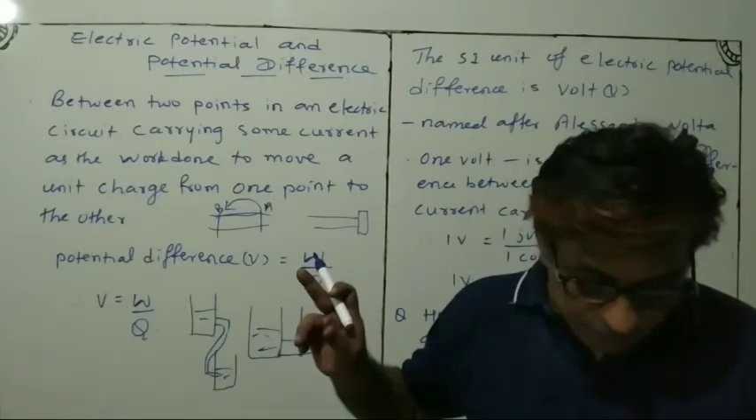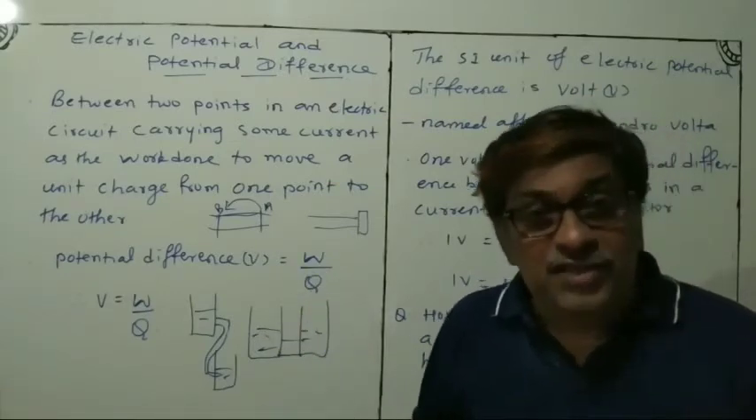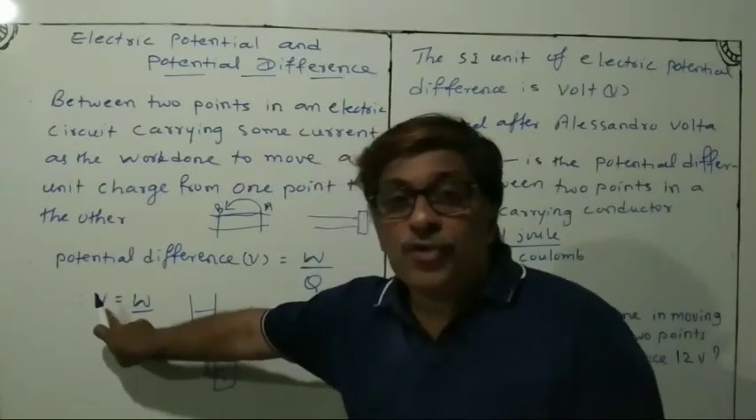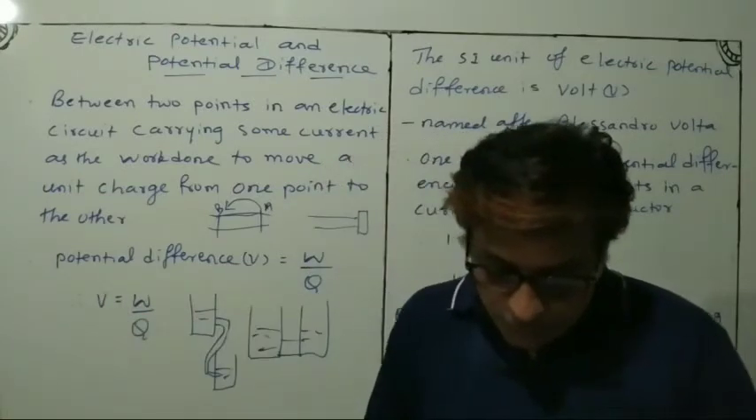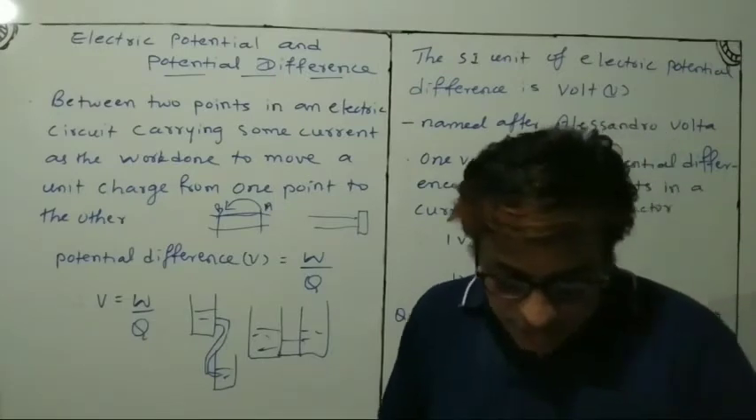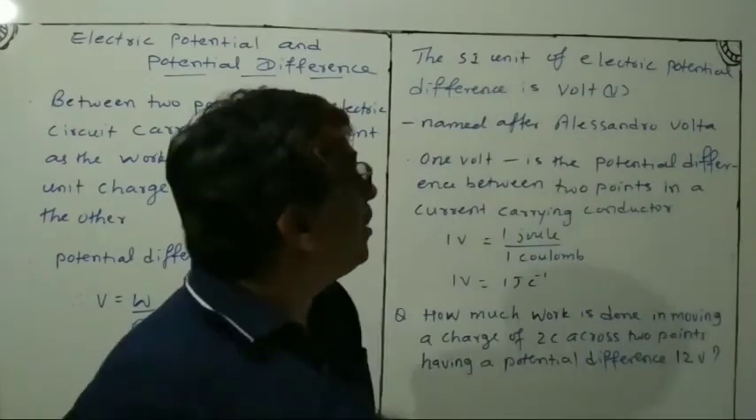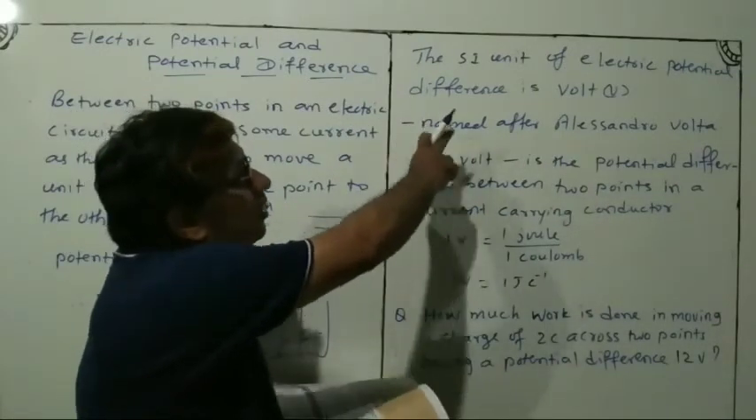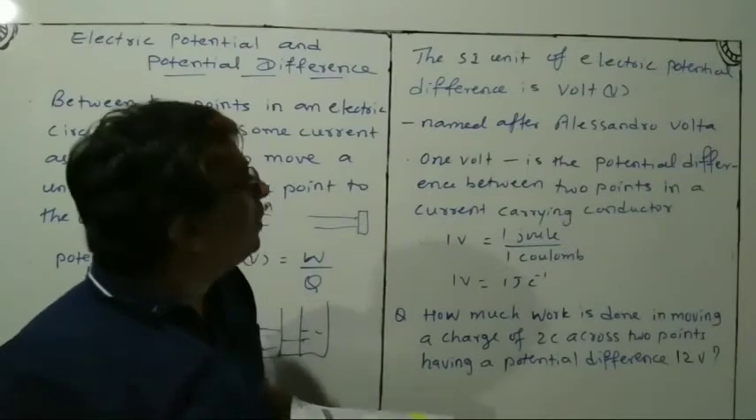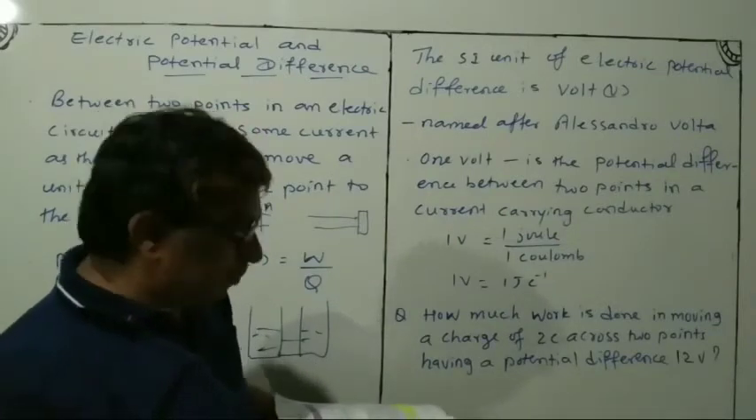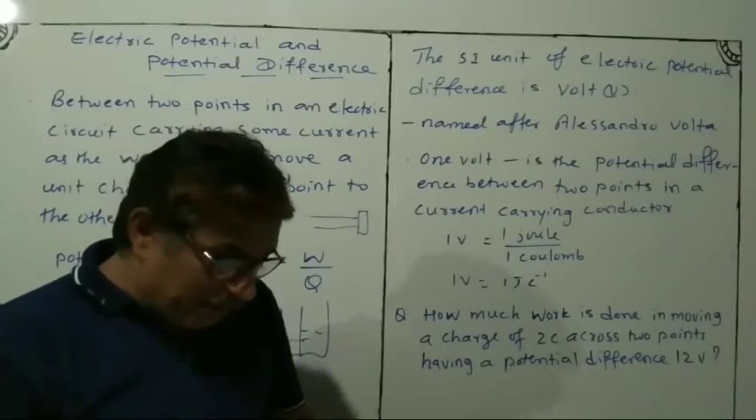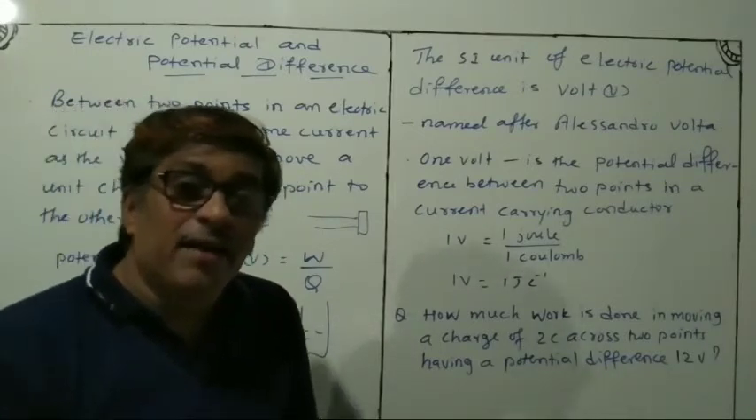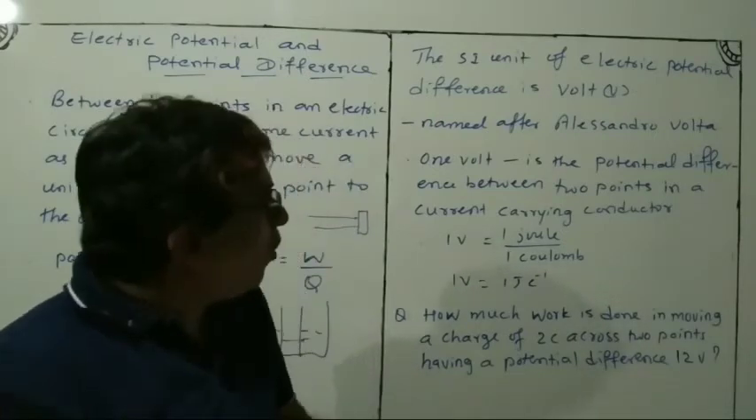V here means volt. The SI unit of potential difference is volt, denoted by V, named after Alessandro Volta, an Italian physicist, who lived from 1745 to 1827.